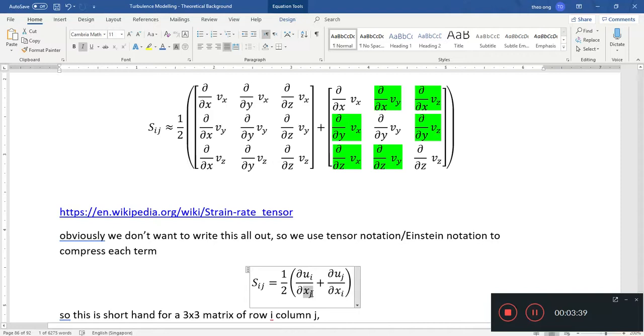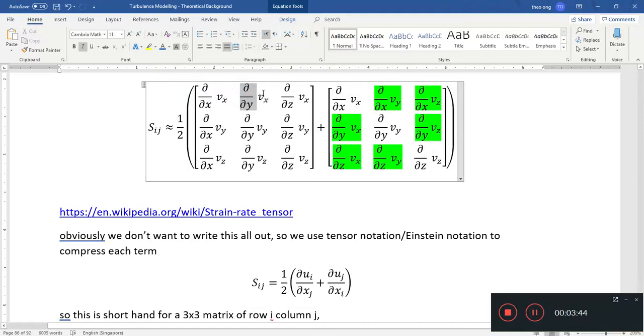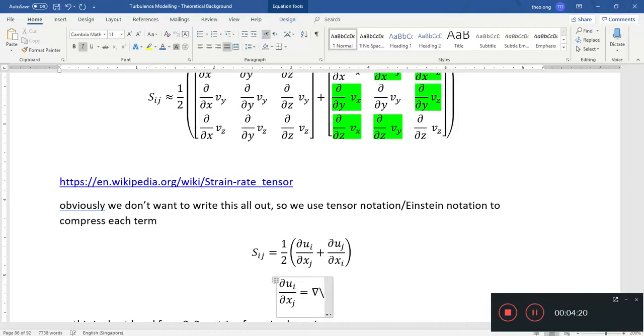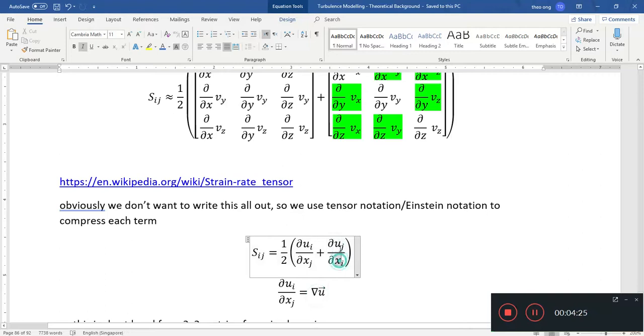So i equals 2 represents row 2. Wait, no, j equals 3 represents column 3. I equals 2 represents row 2, the second row, and j equals 3 represents column 3. So u2 is the y velocity, x3 is z. So how this whole thing works is that you have this equal to the nabla u vector. And of course you transpose it, you just switch the i and j.